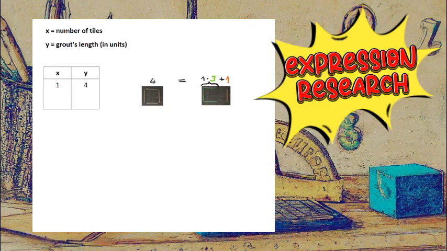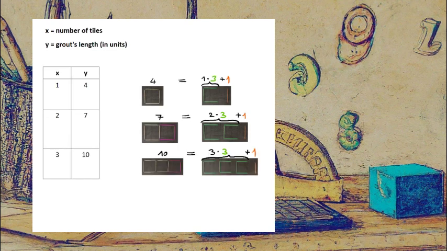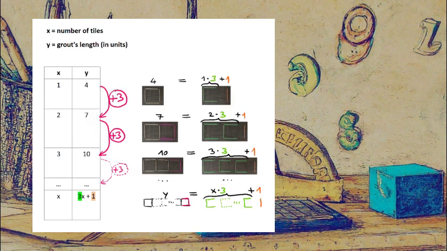To do this, let's go back to the case of one tile. 4 units of grout can be expressed as 1 tile multiplied by 3 plus 1. We remember that adding 1 tile is adding once 3 units of grout. So with 2 tiles we get 7 units, that is 2 tiles multiplied by 3 plus 1. Then with 3 tiles we get 10 units, that is 3 tiles multiplied by 3 plus 1, and so on.